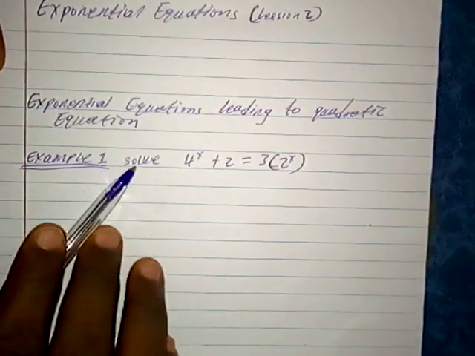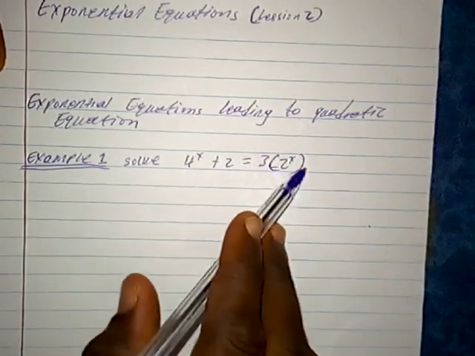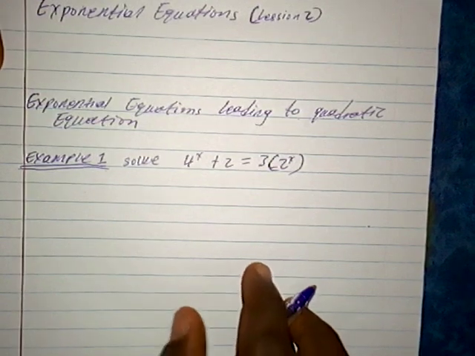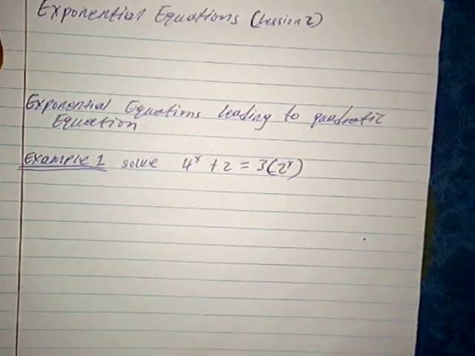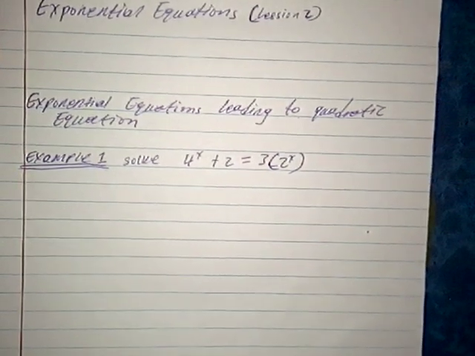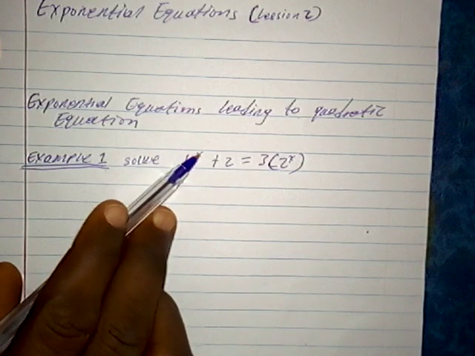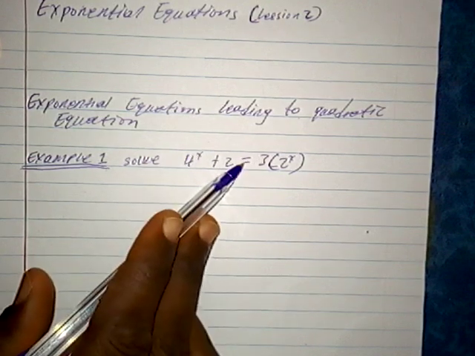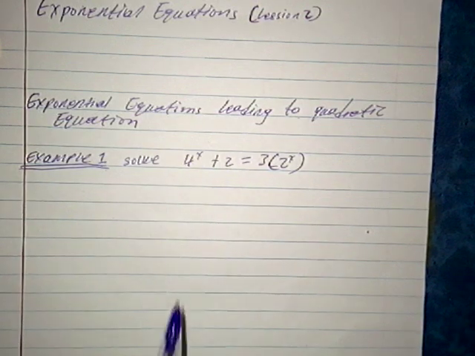Example 1. Solve 4 raised to the power x plus 2 equals 3 times 2 raised to the power x. Do you see? Good. In Lesson 1, I explained how to identify that this given question is an exponential equation. Anytime you see a power that is a letter or a variable, and in that same question there's an equals sign, it should tell you that it's an exponential equation. So this power x is a letter, and you see there an equals sign, which signifies that it's an exponential equation, right?